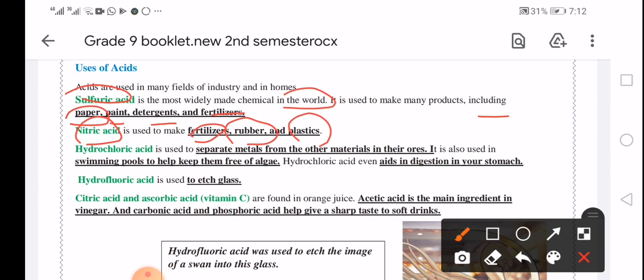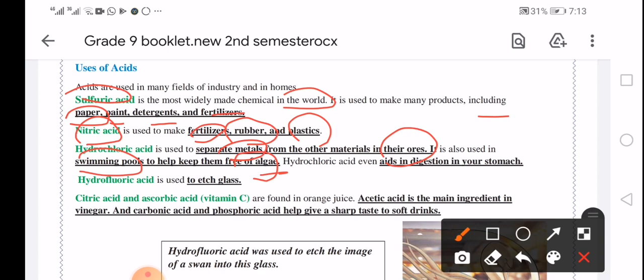Hydrochloric acid is used to separate the metal from the other materials in its ore, which means its original substance. To separate the metal from its ore, we use hydrochloric acid. It's also used in swimming pools to help keep them free of algae. To kill this algae, we use hydrochloric acid in the swimming pool.